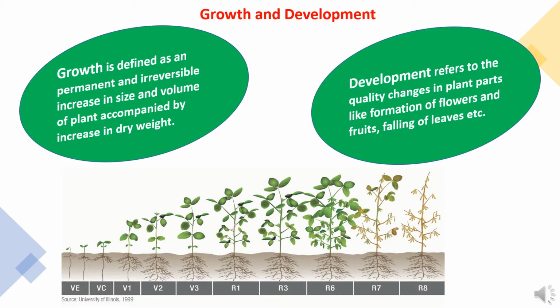Before studying in detail about the sigmoid growth curve, first we should understand growth and development. Growth is defined as a permanent and irreversible increase in size and volume of a plant accompanied by an increase in dry weight, while development refers to the qualitative changes in plant parts which reflect the reproductive growth, like formation of flowers, fruits, falling of leaves, etc.